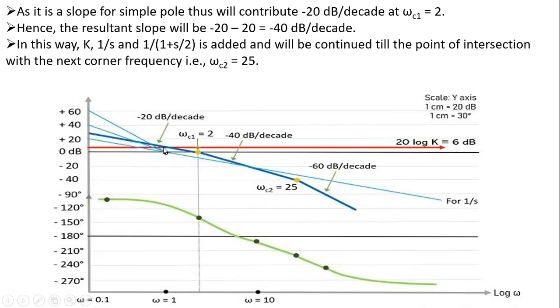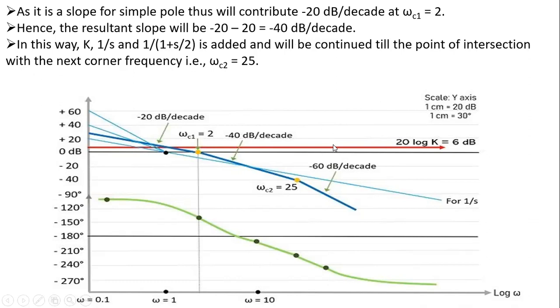Omega C1 is one corner frequency at which the line changes slope from minus 20 decibels per decade. Decade means from this to this is one decade, and this to this is one decade, like that. So from this to this, we have minus 40 decibels per decade, and after this it is minus 60 decibels per decade. So as it is, the slope we have seen is minus 20 decibels.